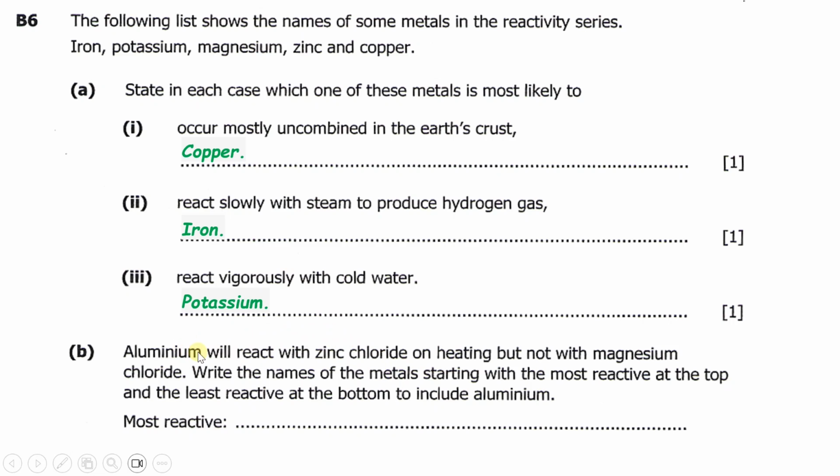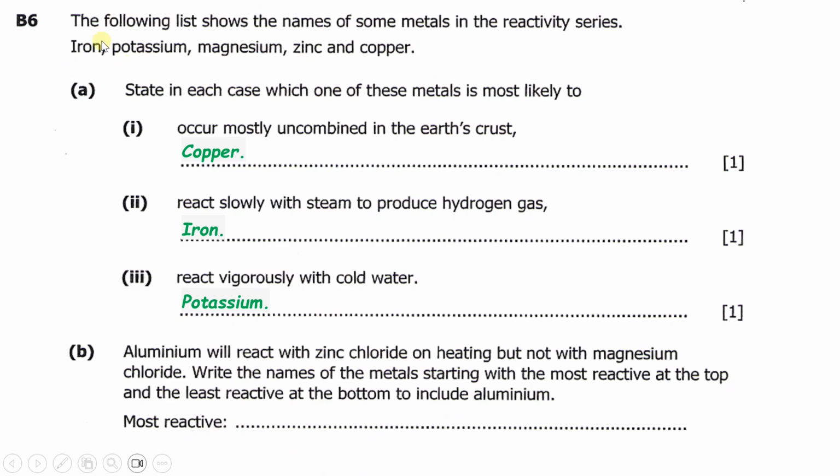But if you get aluminium and react it with magnesium chloride, it wouldn't react, because aluminium is not going to displace magnesium. So with this addition of information, they want us to write the names of the metals starting with the most reactive at the top and the least reactive at the bottom, including aluminium.